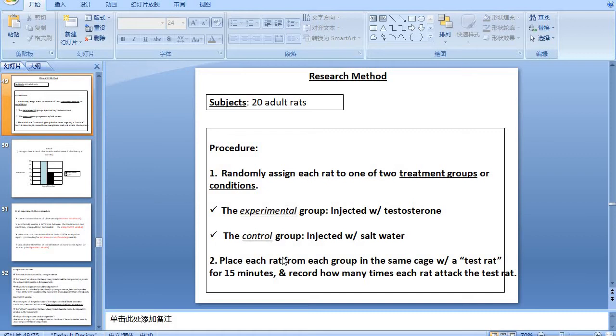You place each rat after injection into a cage where there's another rat. We call this other rat the test rat. And you observe how many times within 15 minutes the research rat would attack the test rat. This would give you a measurement of aggression in the rat.